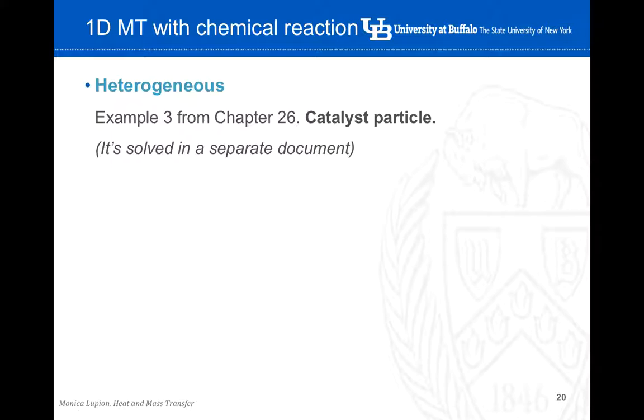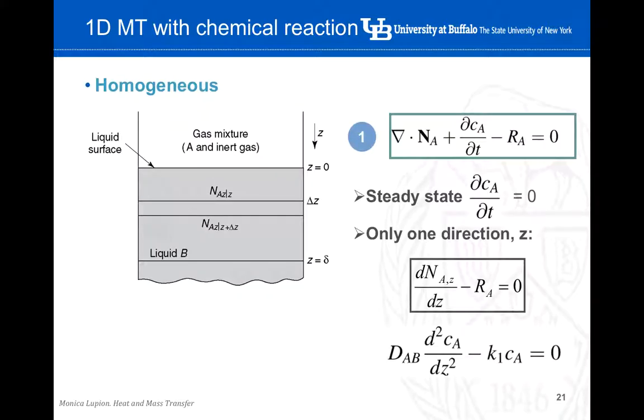Let's begin with the easiest case, when we have heterogeneous reaction. There is a very good example in your textbook in chapter 26, which is about a catalyst particle, and there is a description of the different steps that you need to follow. I will solve that example in a separate presentation. When the chemical reaction is not heterogeneous but homogeneous, the problem could be more complex, because we need to take this parameter R_A into consideration.